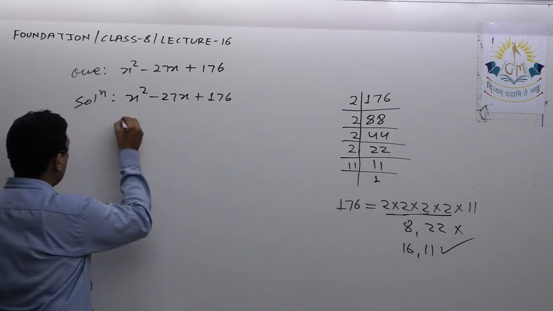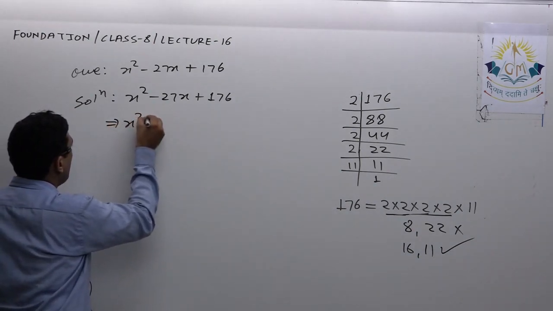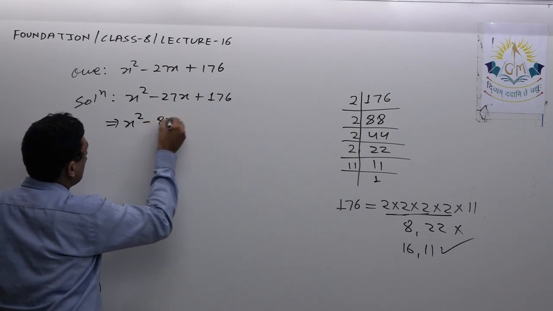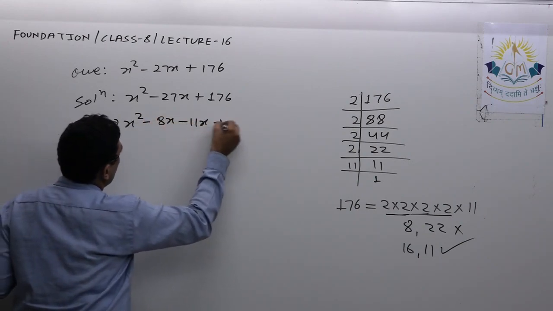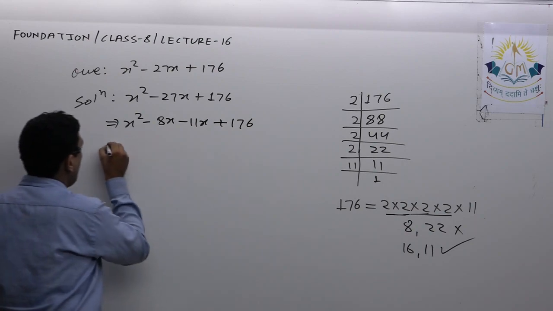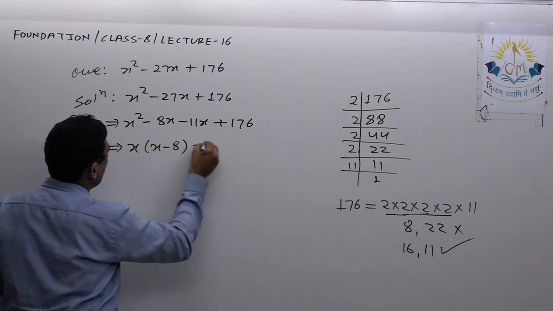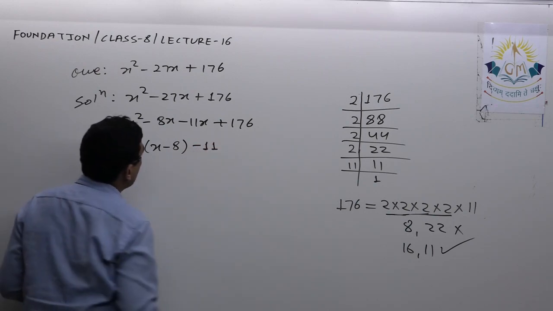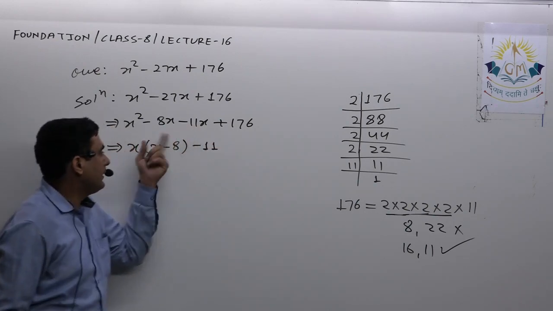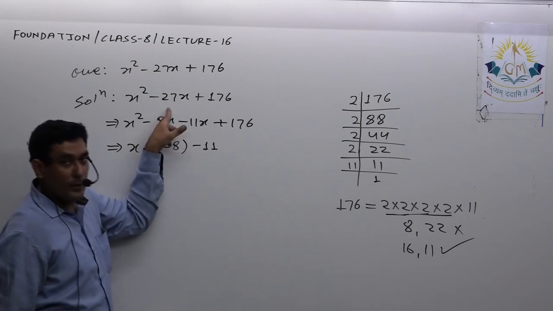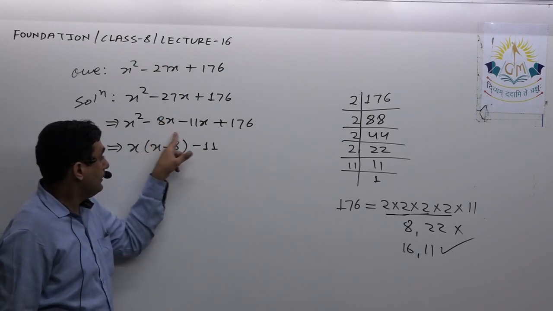So here I write x square minus 8x minus 11x plus 176. Now from these two I can take x common, so x minus 8. From these two I can take 11 common. Before I proceed, let me check one thing more. Definitely their sum is minus 27. Now their product.